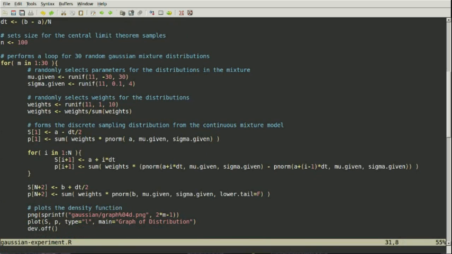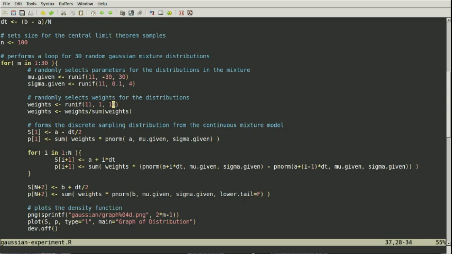We're going to loop through, and we're going to construct 30 different random Gaussian mixtures. The Gaussian distributions take two parameters: a mean and a standard deviation. So we're going to randomly select from a uniform distribution between -30 and 30. We're going to select 11 means. This is our mu.given. We're going to select 11 standard deviations from between 0.1 and 4.